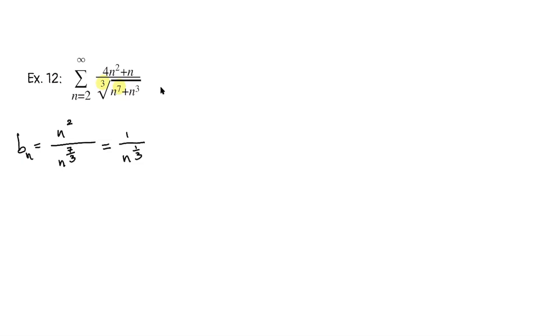Now 1 over n to the 1/3 is a series that we know some stuff about, right? So this is a p-series. Does this p-series converge or diverge? Diverge. How do you know that? Because p is less than 1. p is 1/3. That's less than 1. That means that it diverges.